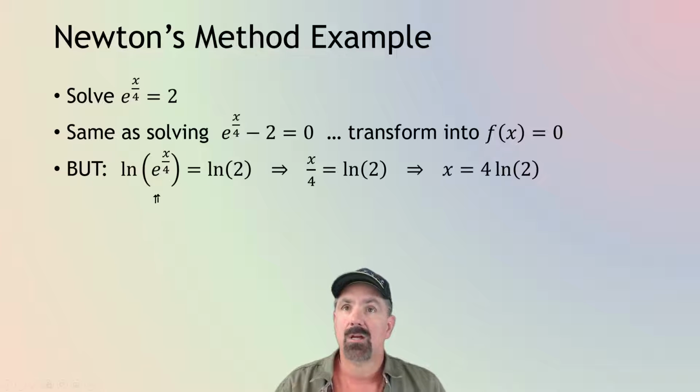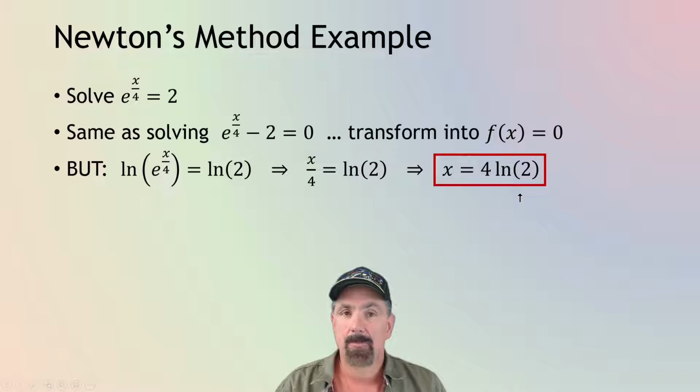And this is an important part of using Newton's method, to understand when I do and do not need to use it. So in this case, I can go back to the original equation and simply apply natural log to both sides. And when we do that, we have the natural log of e raised to the x over 4 is equal to the natural log of 2. The left-hand side becomes x over 4, and we can solve for x exactly. So there's no need to approximate using Newton's method. We have the exact calculation right here.